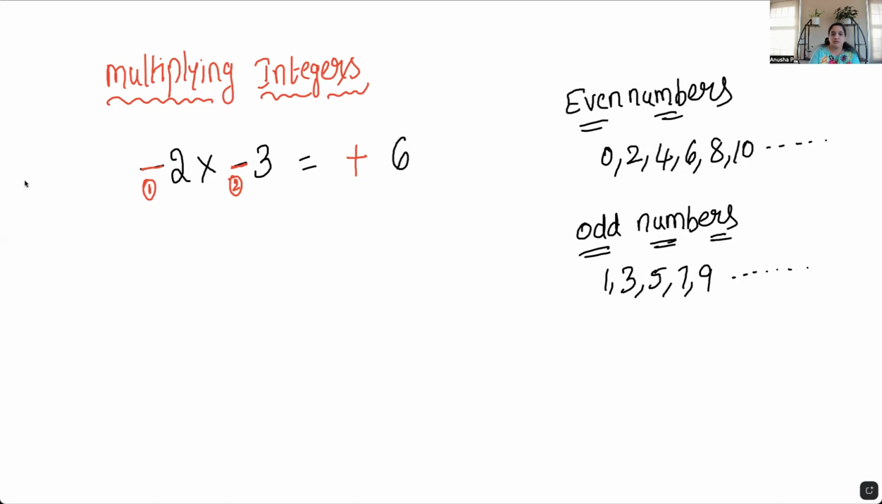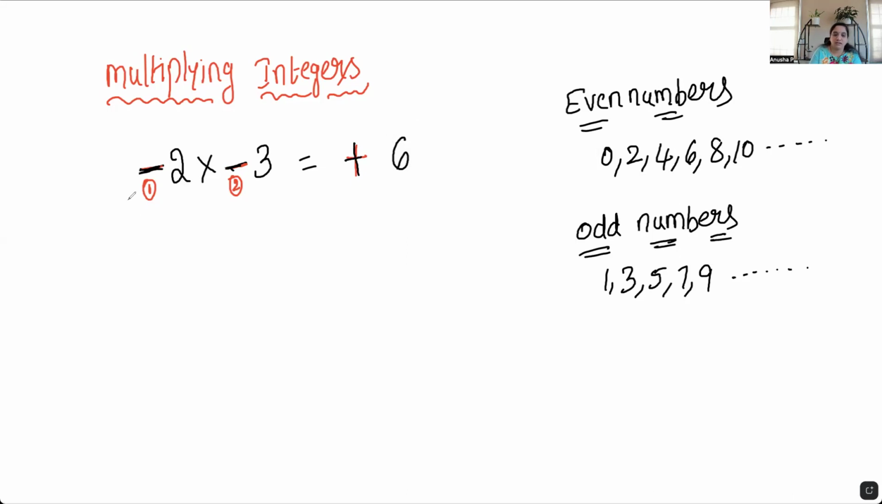Okay. So in order to multiply negative 2 times negative 3, first you will do the regular multiplication. 2 times 3 is 6. And you have to check the number of negative signs, or minus signs. Here we have two minus signs, and 2 is an even number. So if you have an even number of negative signs, then the answer will be positive.